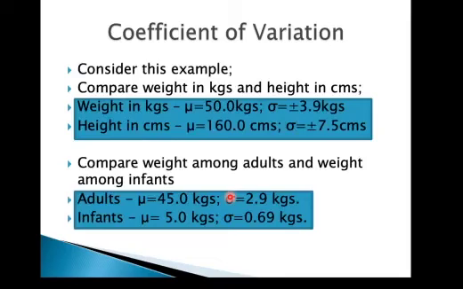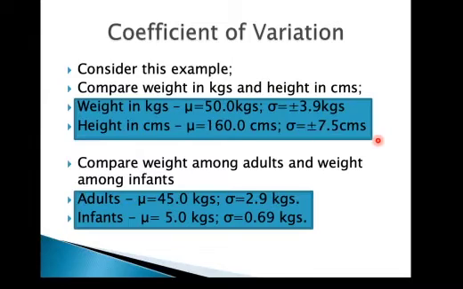So let's give an example. Suppose we want to compare what is more variable, weight in kilograms and height in centimeters. We have here weight in kilograms whose mean is 50 and the standard deviation is 3.9, and height in centimeters, the mean is 160 centimeters and the standard deviation is 7.5. Now, what do you think has more variability? Weight in kilograms or height in centimeters?